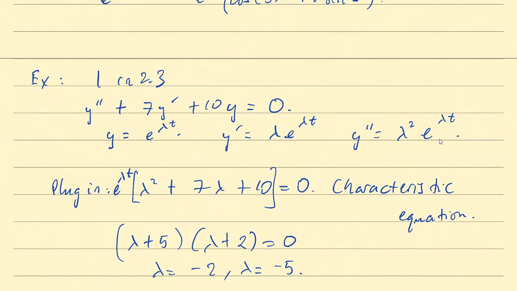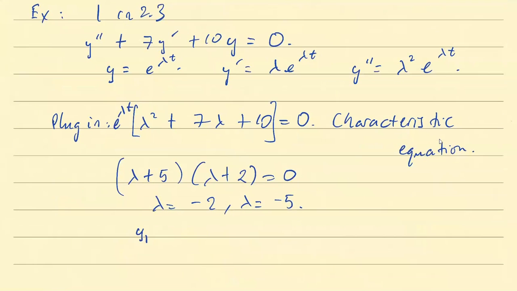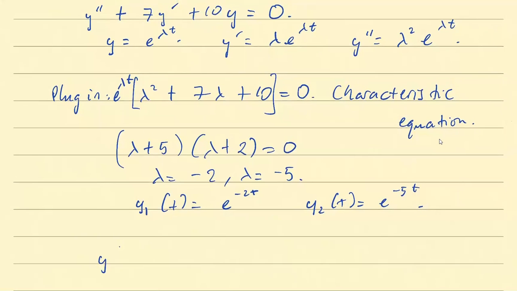But in this case, you get y1 is e to minus 2t, and y2 is e to minus 5t. These are two solutions, and your general solution will be c1 e to minus 2t plus c2 e to minus 5t. If we are looking for homogeneous, we can throw an h in here if you want, but we don't care for that here. The reason we combine them like this is the linearity principle.